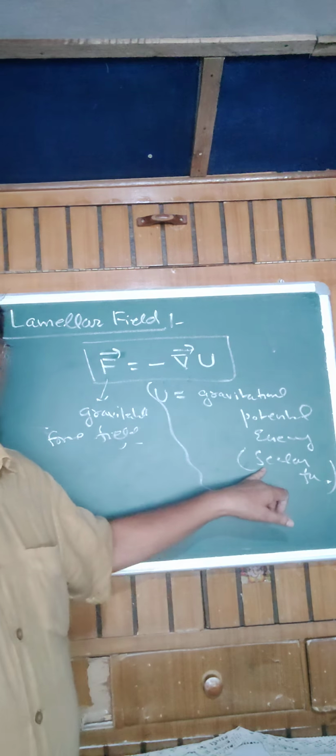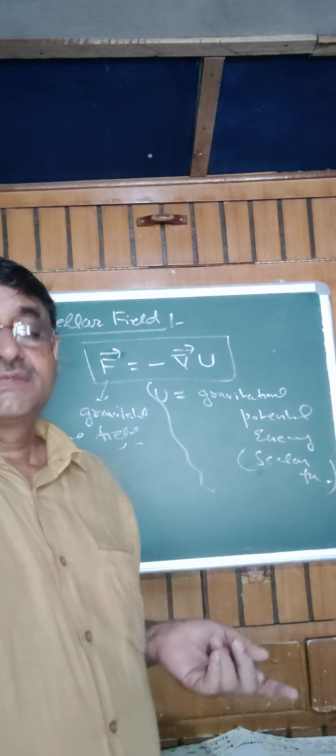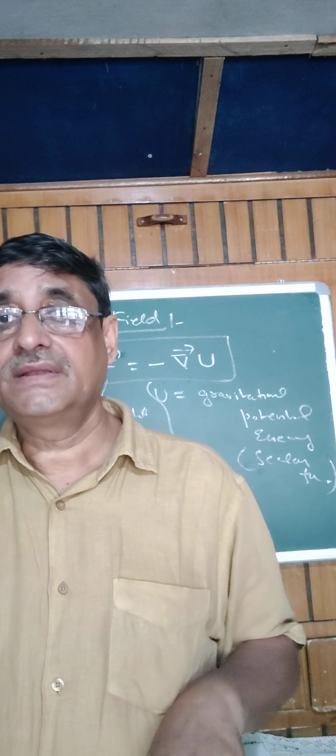This is a scalar quantity or scalar function. So the gravitational force field is always equal to the negative gradient of some scalar function. This is an important statement: certain fields can be expressed as the negative gradient of some scalar functions. So the general statement is that a vector field can always be expressed as the negative gradient of some scalar field. Now let's look at some numericals on this.